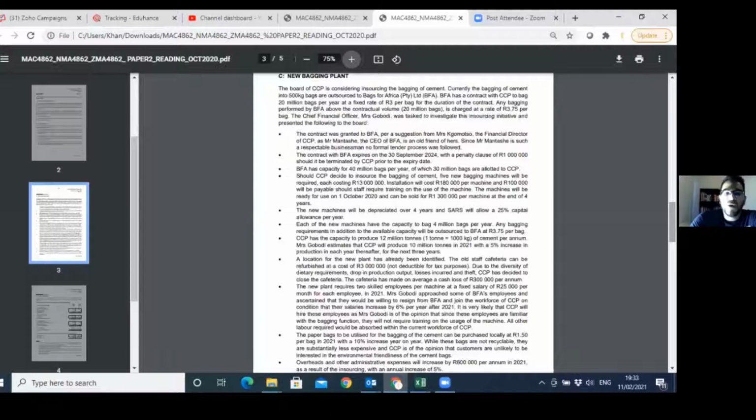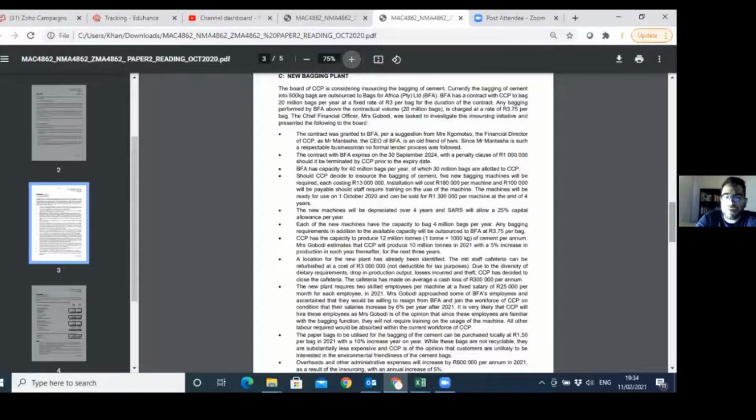Next paragraph: a location for the new plant has already been identified. The old staff cafeteria can be refurbished at a cost of 3 million rand. Due to the diversity of the dietary requirements, drop in production output, losses incurred, and theft, CCP has decided to close the cafeteria. So just keep that in mind. The 3 million rand is a refurbishment cost. That will happen immediately. Without refurbishing, there's no place for the bagging machines, so we'll have to incur the 3 million rand now.